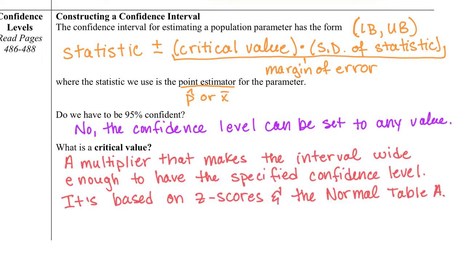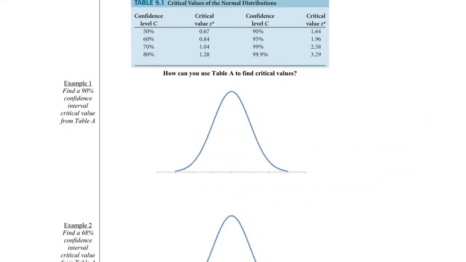So what is a critical value? It's a multiplier that makes the interval wide enough to have the specified confidence level. We're going to go back to z-scores and the normal table A. So we're really looking at the number of standard deviations away from our point estimator. It'll make sense when we look at the next page.